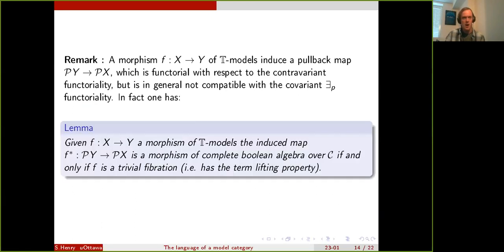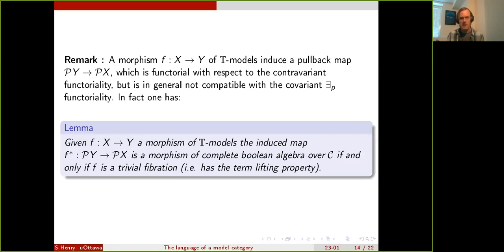If you look at what it means to be compatible with those existential quantifications, you observe that for a given morphism of T models, this induced morphism between P of Y and P of X would be a morphism of complete Boolean algebras over T, that is, compatible with the covariant functoriality given by existential and universal quantification, if and only if the map F is a trivial fibration, that is, it has the term lifting property. Trivial fibration in the sense of the factorization system on the category of models I've constructed before.